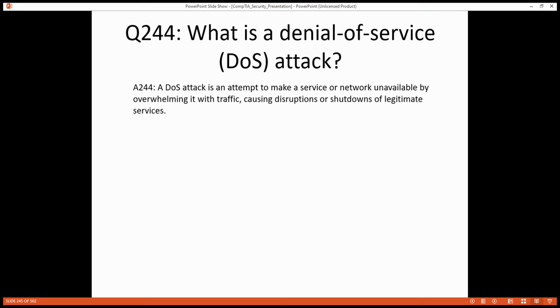Q244. What is a denial of service, DoS attack? A 244. A DoS attack is an attempt to make a service or network unavailable by overwhelming it with traffic, causing disruptions or shutdowns of legitimate services.